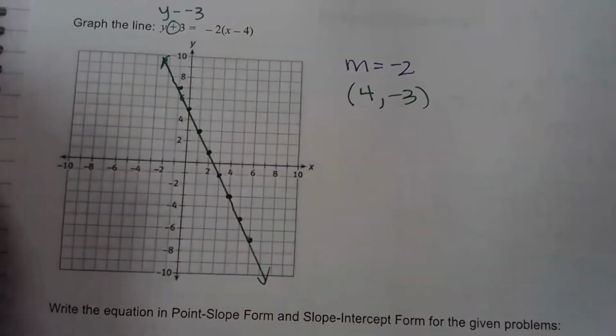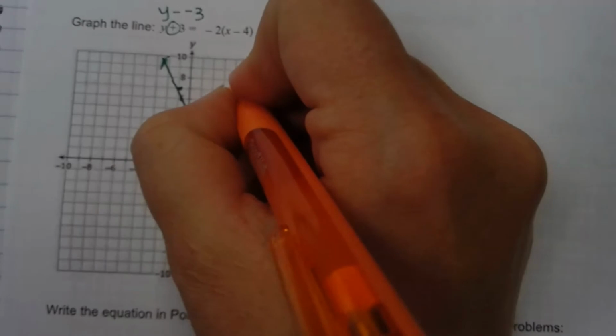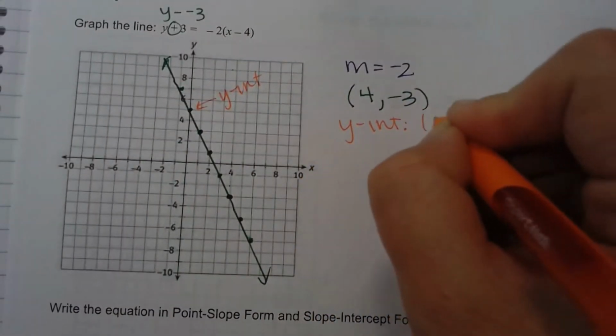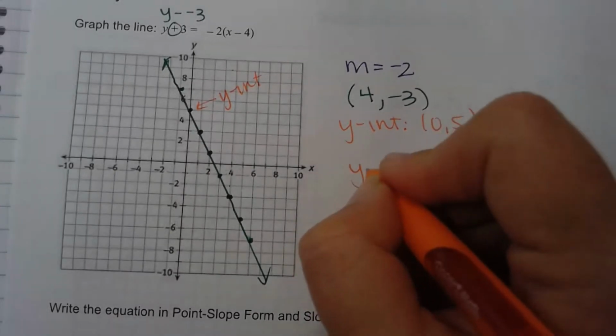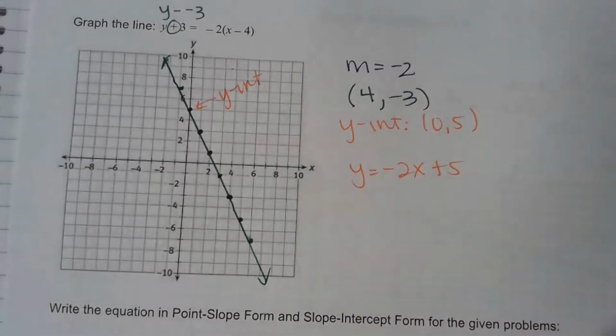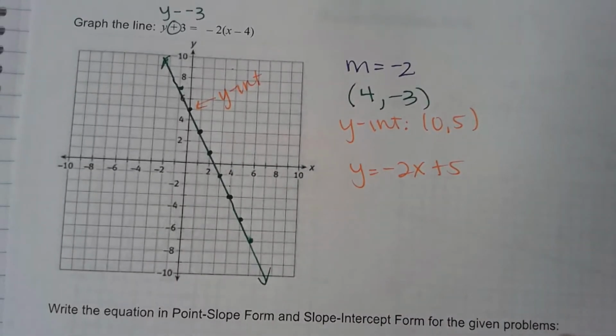So then here's our y-intercept. So the y-intercept ends up being at 0, 5. So our slope-intercept form is negative 2x plus 5. Y equals negative 2x plus 5.